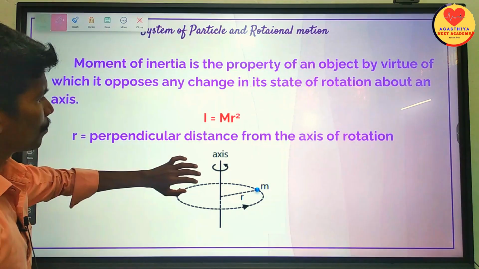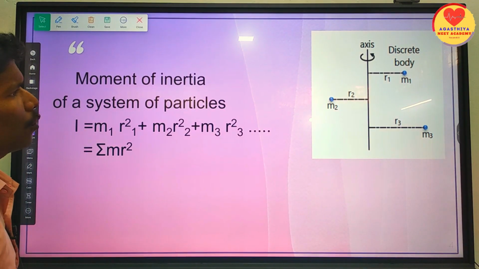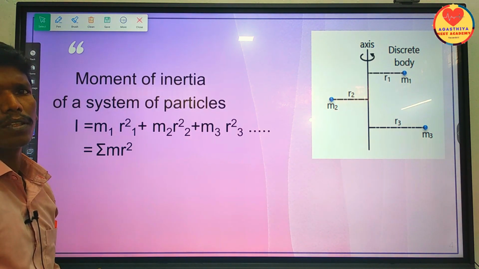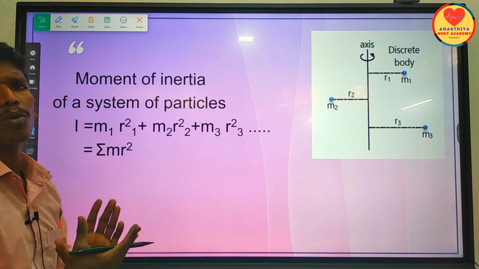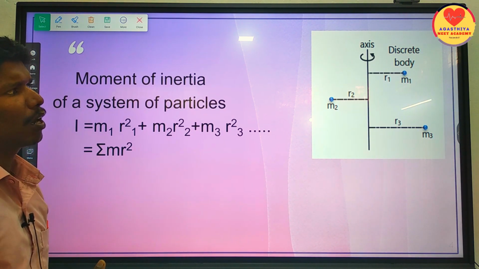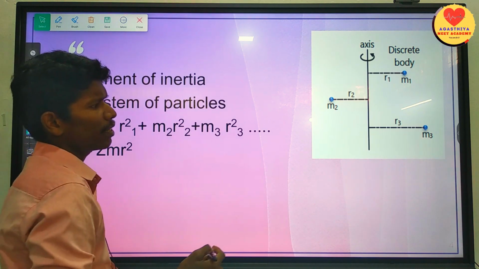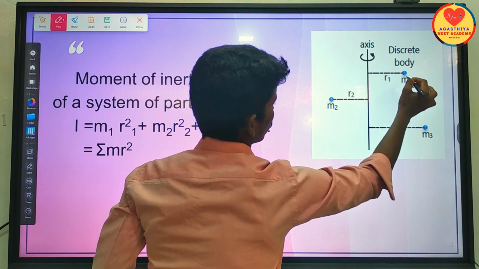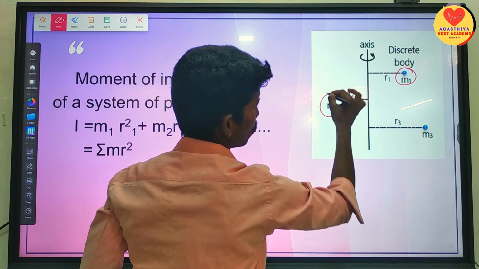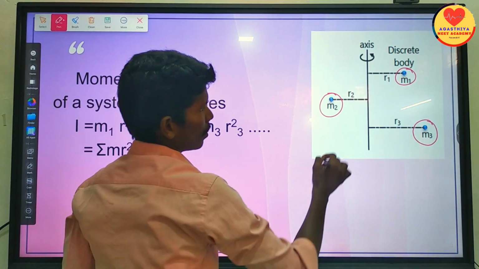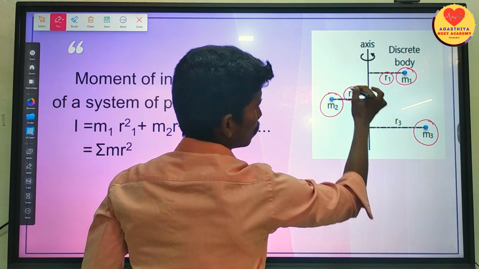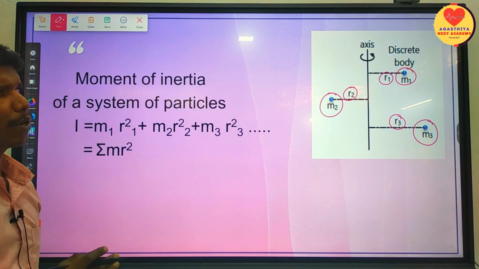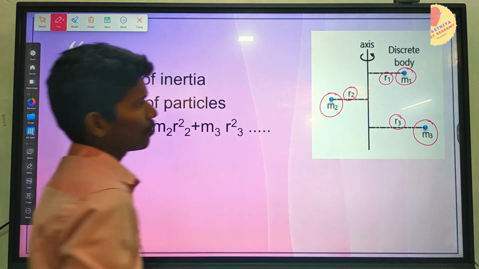Next we will see how to find the moment of inertia of a system of particles. One system contains many masses. Now I consider only three masses, that is M1, M2 and M3. Here R1, R2, R3 are the perpendicular distances from the axis.